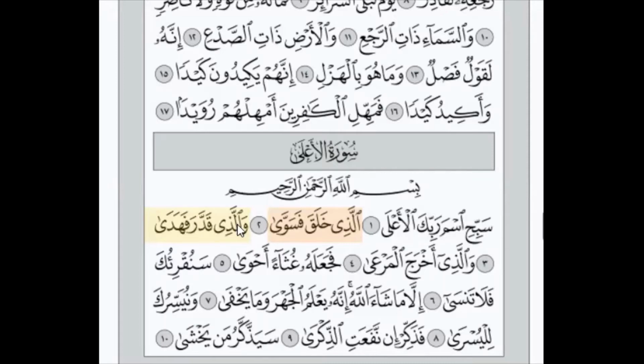So of course, if it's lam shamsiyya, then you merge it into the letter that comes after. In this case, that second letter is also a lam. So it's already been merged. That's why this lam has a shadda on top of it. The ya here is a natural mud extended for 2 counts.